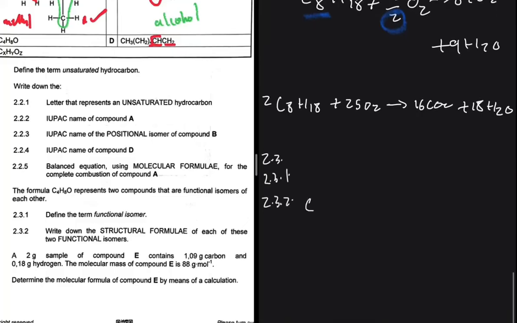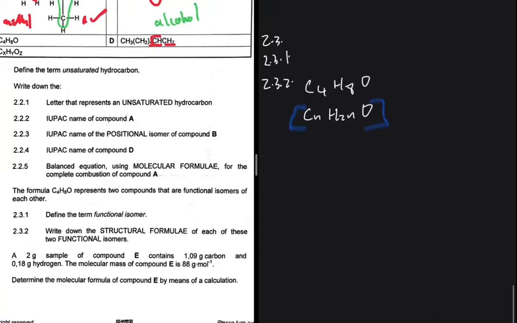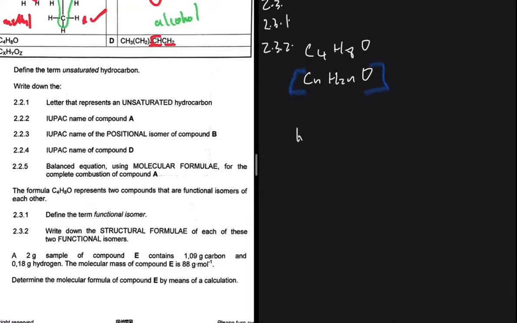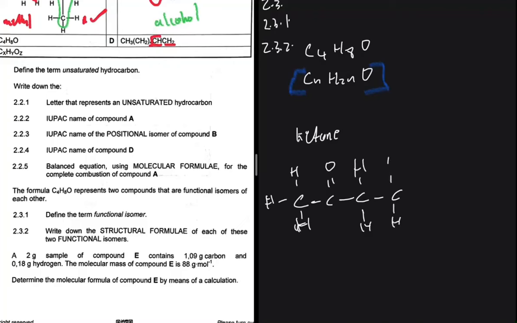So we have C4H8O. In general formula, it is CnH2nO. What is this general formula for? This general formula is for ketones and aldehydes because they are functional isomers. If we go ahead and draw the structures, we can start with the ketone. We're going to have 1, 2, 3, 4, and then double bond oxygen, a hydrogen, and another hydrogen here. Just like that, we are done with the ketone.